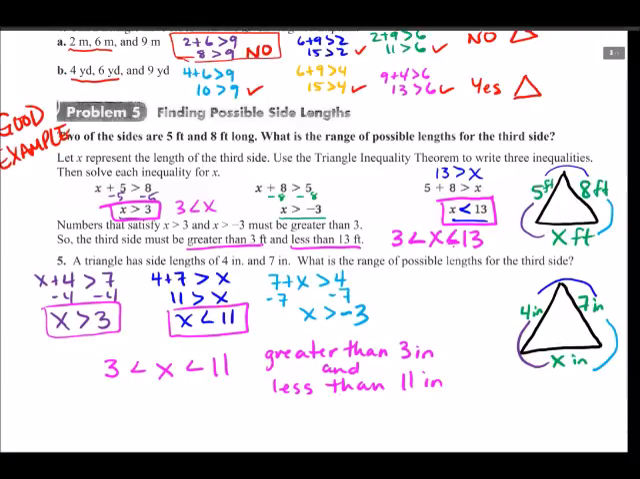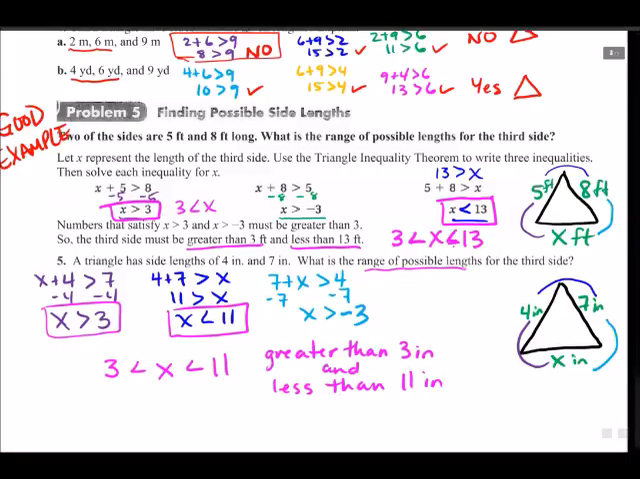So we were given a triangle that has side lengths of 4 inches, 7 inches, and we don't know what the third side is. We want to find out what are the possible lengths that it can be. And inequalities let us do a range of possible lengths. So I just drew my triangle, I labeled my sides, and I started out. I did x plus 4. I started with my 2 sides, doesn't matter which 2. x plus 4 has to be greater than the third side, which is 7. So I got x is greater than 3.